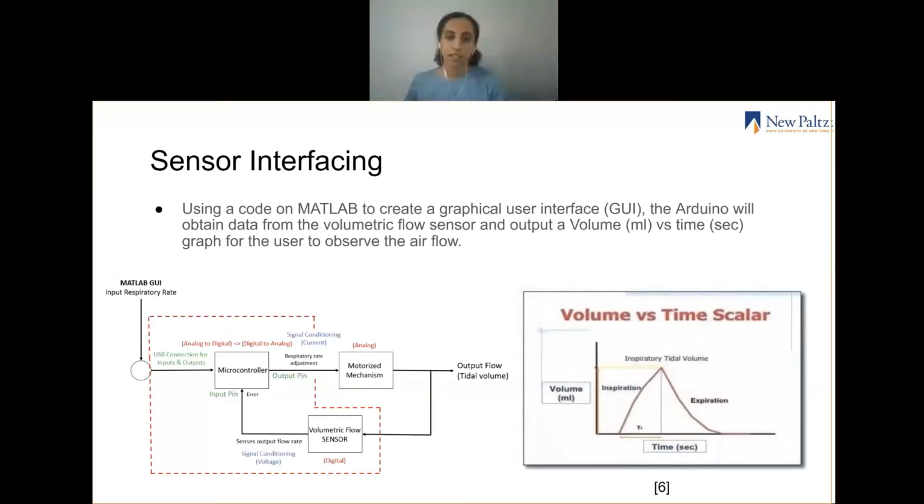Regarding sensor interfacing, using a code on MATLAB, we are able to create the GUI to output a volume versus time graph for the user to make the appropriate observations. The image on the left presents the control system of the design. Between the dashed lines are what we have accomplished this semester. It can also be seen that the volumetric flow sensor is connected to the input pins in the Arduino, which will allow MATLAB to read the data received from the sensor. The image on the right presents an example of what the volume versus time graph from a ventilator system would appear like on the GUI.